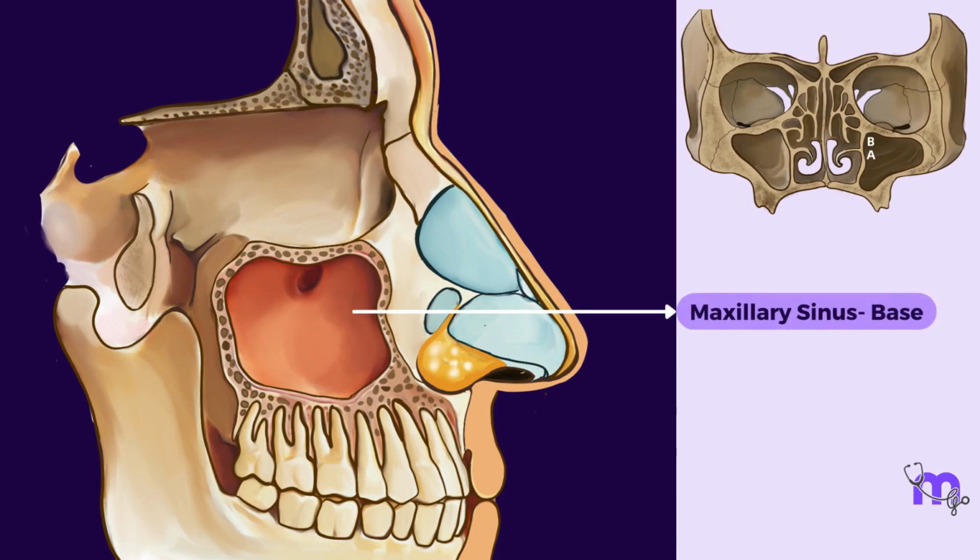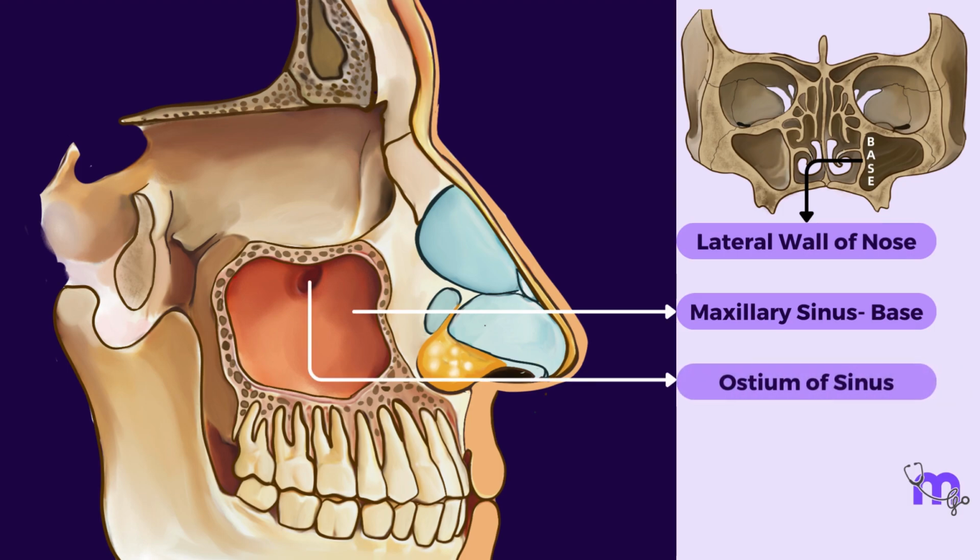The base of the maxillary sinus, which is formed by the lateral wall of the nose, contains the opening or ostium of the sinus in its upper part, near the roof. Unfortunately, this position is disadvantageous for natural drainage.